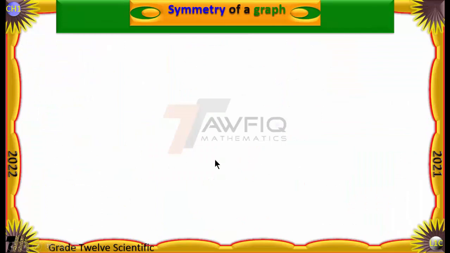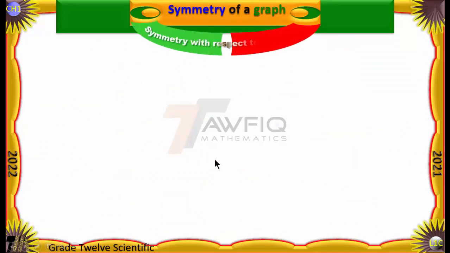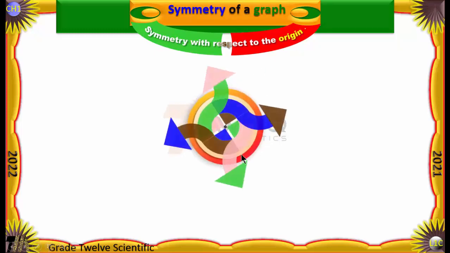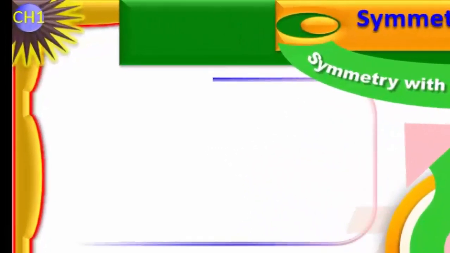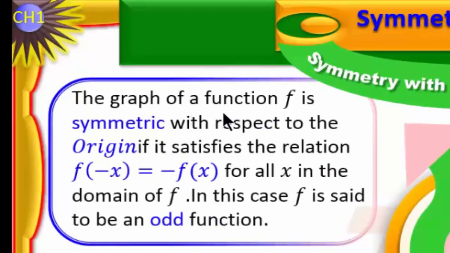Symmetry of a graph with respect to the origin. The graph of the function f is symmetric with respect to the origin if it satisfies the relation f(-x) equals -f(x) for all x in the domain of the function f. In this case, f is said to be an odd function.